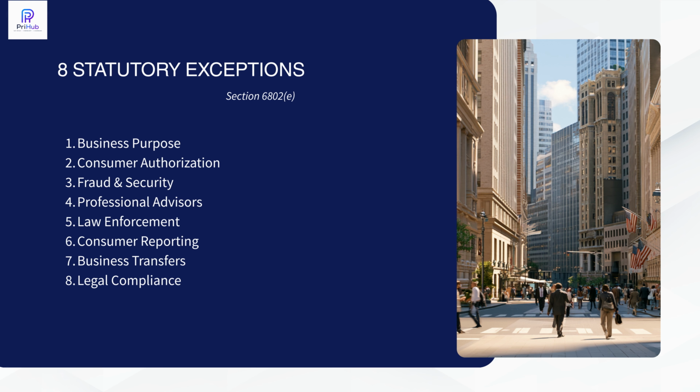GLBA provides 8 statutory exceptions that allow a financial institution to disclose NPI without triggering the usual notice and opt-out requirements. These include disclosures for business purposes, consumer authorization, fraud and security, professional advisors, law enforcement, consumer reporting, business transfers, and legal compliance. For example, a bank may share information with its attorney or auditor for professional services, or with law enforcement when legally required. We'll discuss each of these 8 exceptions in more detail on the next slides, including practical examples of when each exception applies. The key point is that these exceptions allow certain disclosures without giving the consumer an opt-out right.